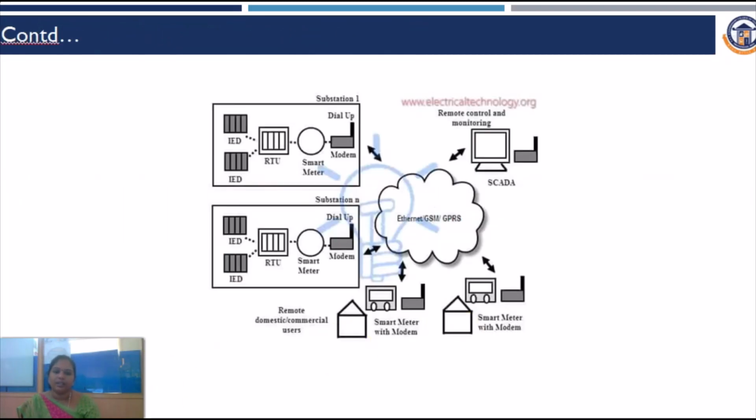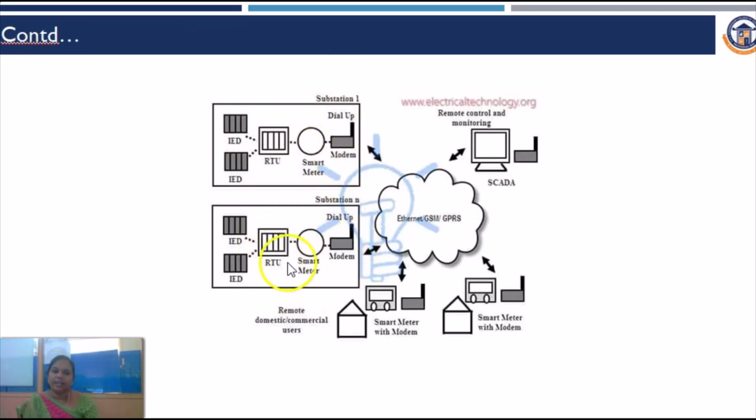So here, this is the end user side SCADA application. Here we are having a smart meter, this is our consumer side. On the consumer side, we are connecting all the components and equipment through IEDs, intelligent electronic devices. These are connected to the remote terminal units, and then it is connected to the smart meter, which is substation 1.